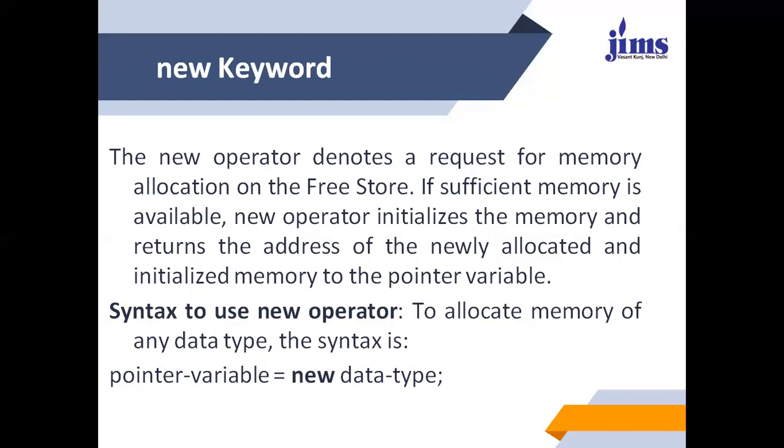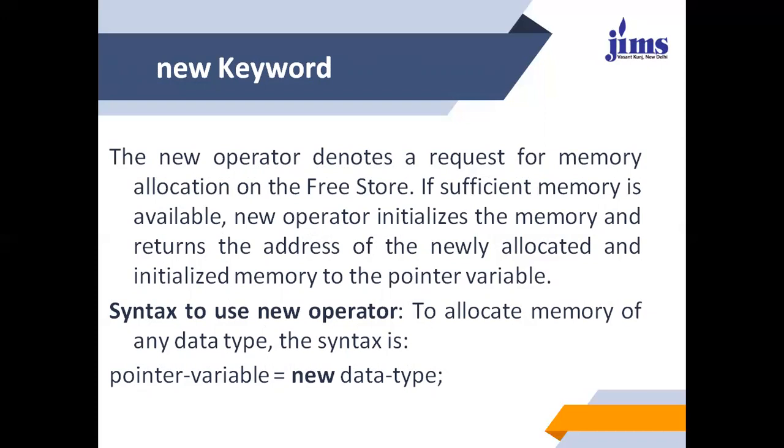In C, we use the malloc and calloc functions to allocate memory dynamically at runtime. C++ supports the operators new and delete to perform the task of allocating and freeing memory in a better and easier way. So now, what is the new operator? The new operator denotes a request for memory allocation on the free store. If sufficient memory is available, the new operator initializes the memory and returns the address of the newly allocated and initialized memory to the pointer variable.